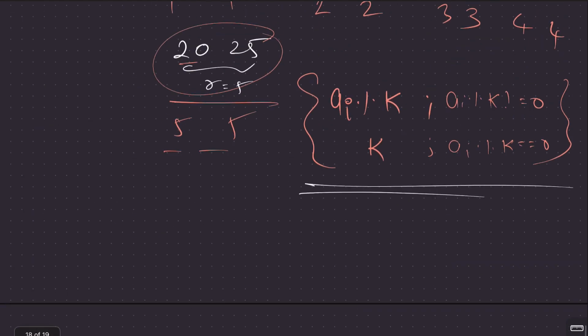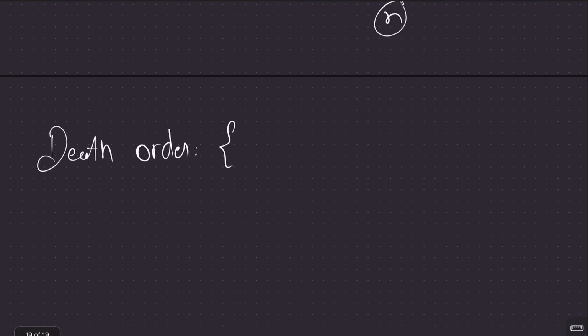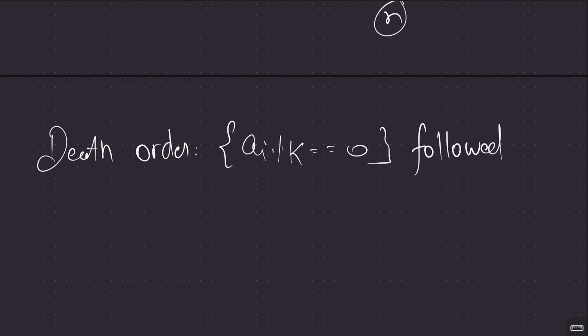Now the death order is very simple, right? What is the order of death? If you have this array, after n blows all the monsters will be dead. So can you figure out what is the order of monsters? Of course, the one with the bigger value of ai mod k will be dead first, right? So that order will be simply: first kill all the monsters with ai mod k equals to 0, followed by this order of ai mod k in descending order, of course.